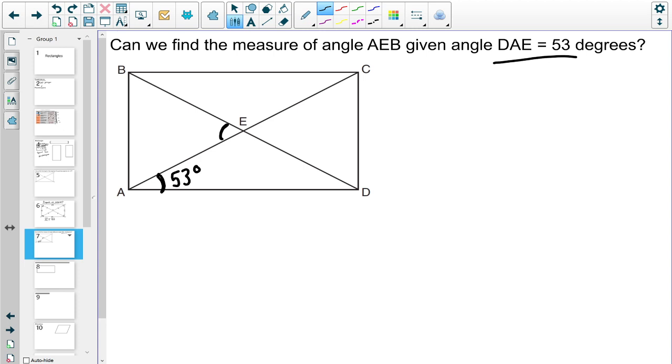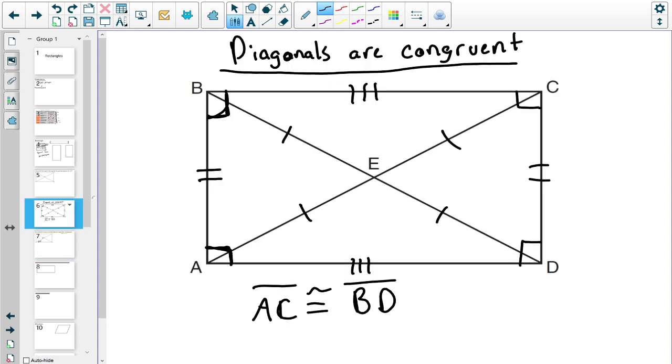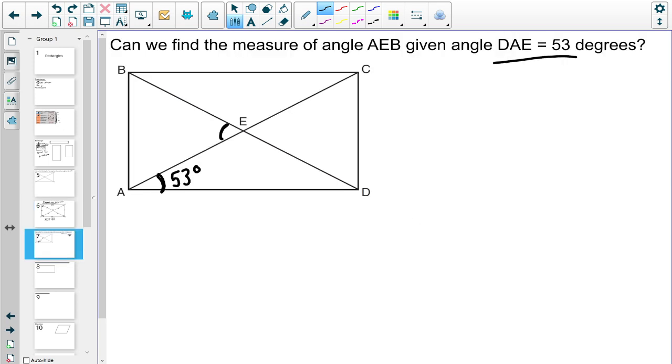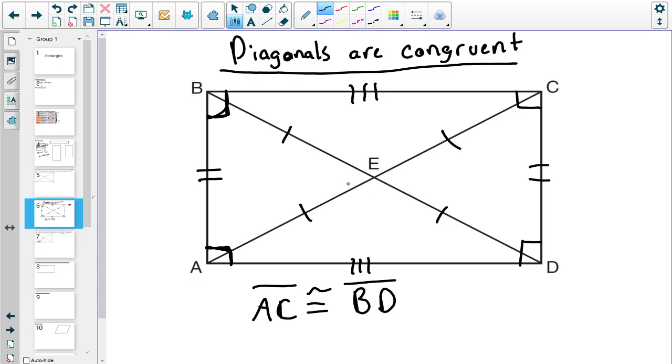Let's go back to what we talked about on the last slide. We said that because we know that these diagonals are congruent and they bisect one another, we can say that all these sides are congruent. But let's look at what that forms. Let's look at this AED triangle. Well, if this side, right here, and I'll highlight it again, and this side are congruent to each other, then that means, with this base along the bottom, that this is an isosceles triangle.